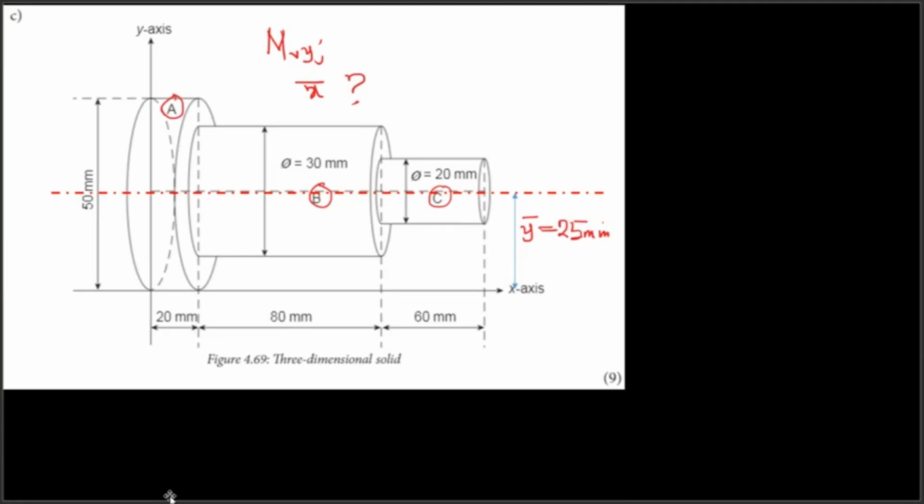Don't forget, you are going to use the formula for calculating the volume of a cylinder. Let me just write the formula there. The volume of a cylinder is pi r squared h. The diameter is given. The diameter is 50.